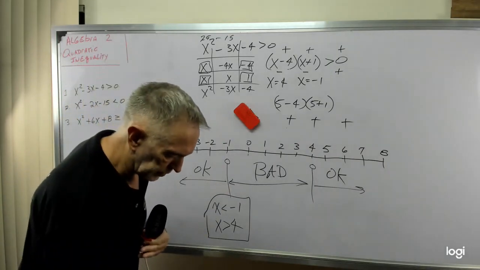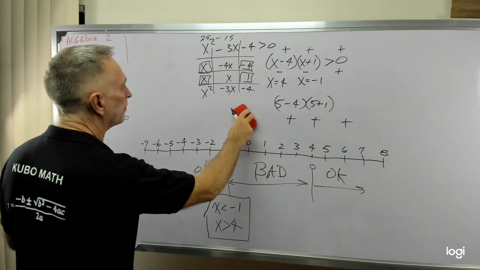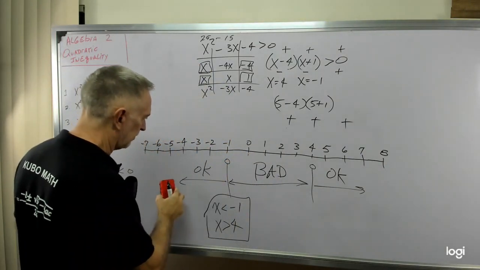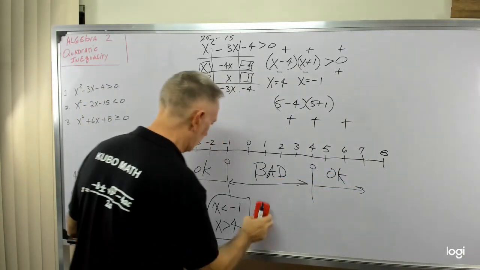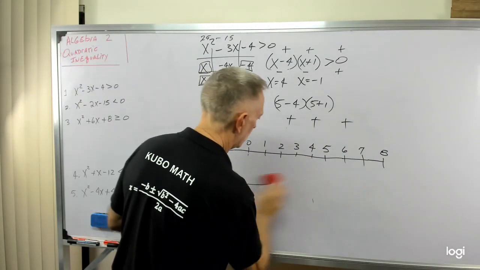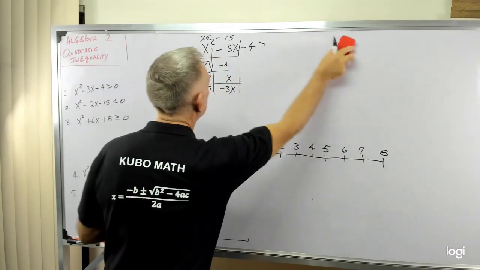All right, I'm back. Okay, so that's x less than negative 1, x greater than 4. Those are the solutions for that problem. All right, let's get us another one up here.